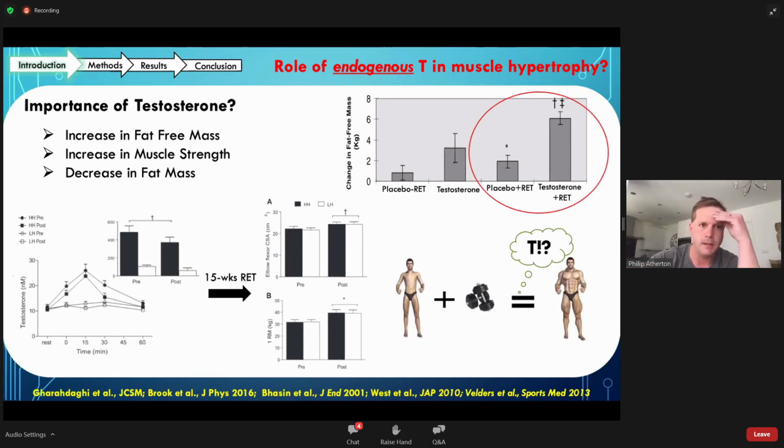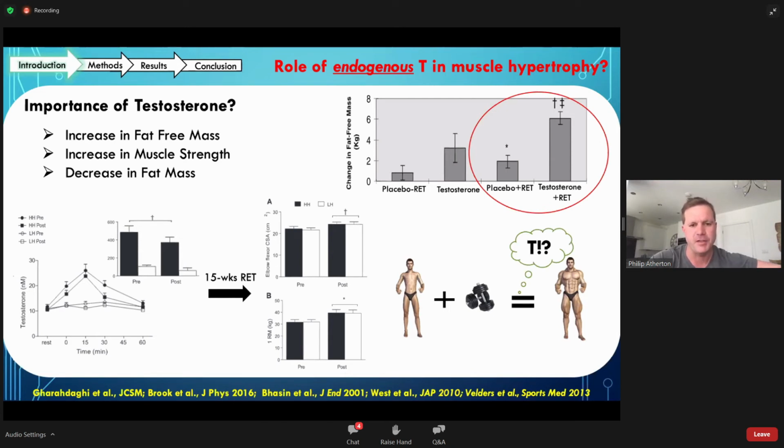So again, we established that testosterone increases are associated with increasing fat-free mass, increasing muscle strength and decreasing fat mass. And I've shown you data already that suggests that testosterone exogenously alongside resistance training, and this is obviously in the field of not just aging, but also doping, is having some positive effect in terms of muscle mass. The question is, what about endogenous testosterone?